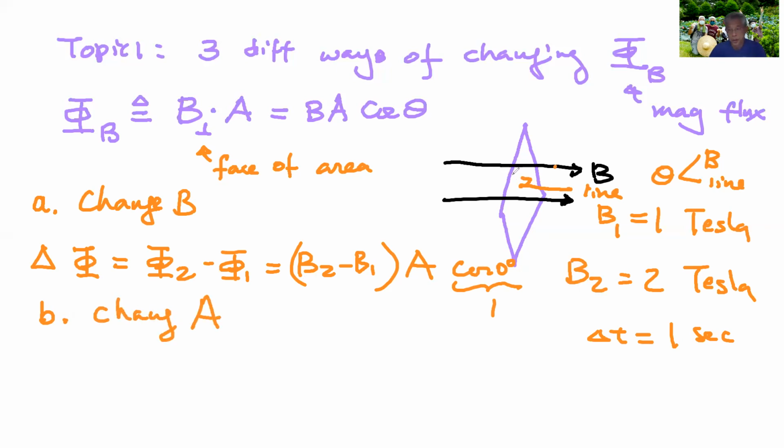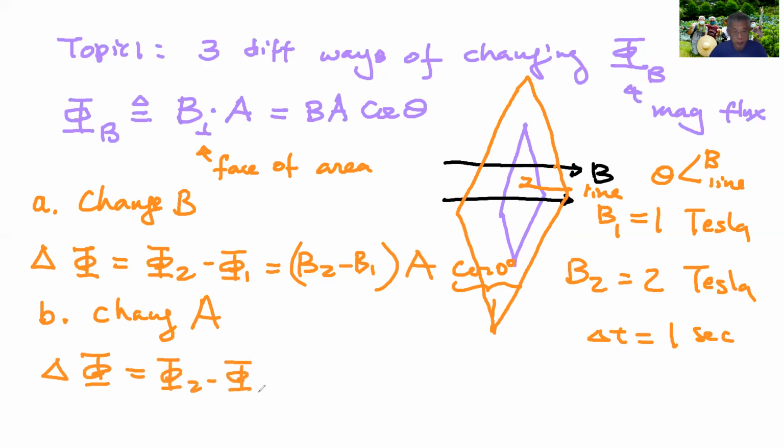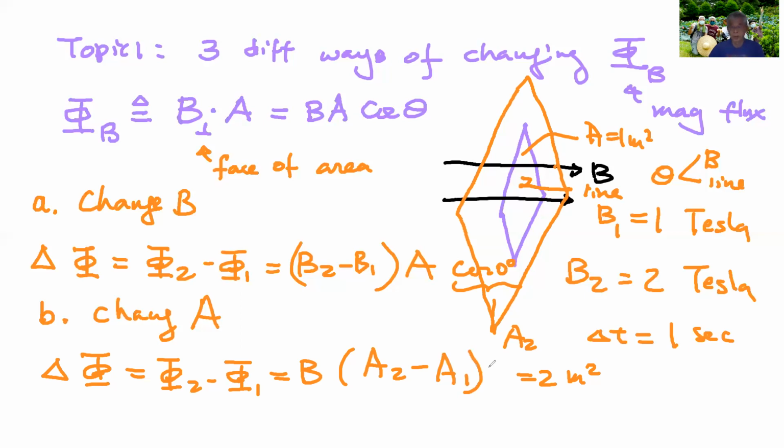so you can change the area by making this wire bigger. How do you do that? That's a separate question. So you can make the area bigger, or you can make it smaller. So let's say now the delta phi would then be equal to phi 2 minus phi 1, and B is constant. So in this case, B is constant, but we know A2 is increasing. So A2 now is bigger, equal to 2 meters squared, and the original A was equal to 1 meter squared. So then A2 minus A1, and cosine 0 degrees. So then you can do that.